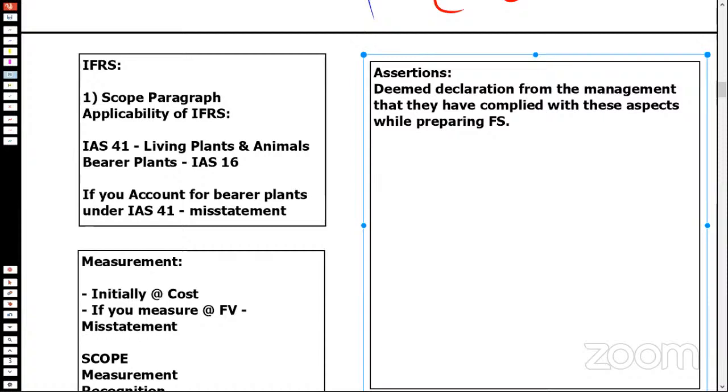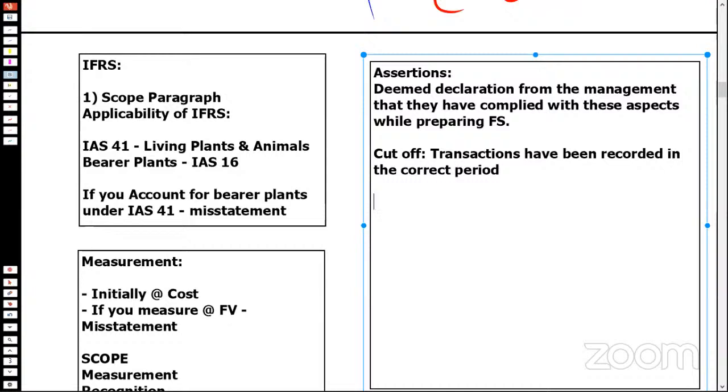So let's try to have an understanding of this. What are these aspects? I said C square compare, where the first C is going to be cutoff. That is, the transactions have been recorded in the correct period. So that's one thing, that the transactions have been recorded in the correct period.